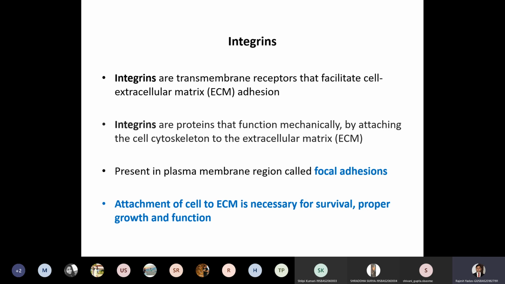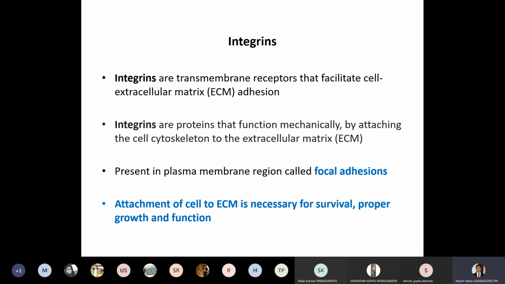So here, what is the role of integrin? Integrin is also attached with the cell adhesion protein or extracellular matrix. So the first function of integrin is to attach with the extracellular matrix, and the second function is to attach one cell to another cell. That means it gives a firm attachment to the cells.